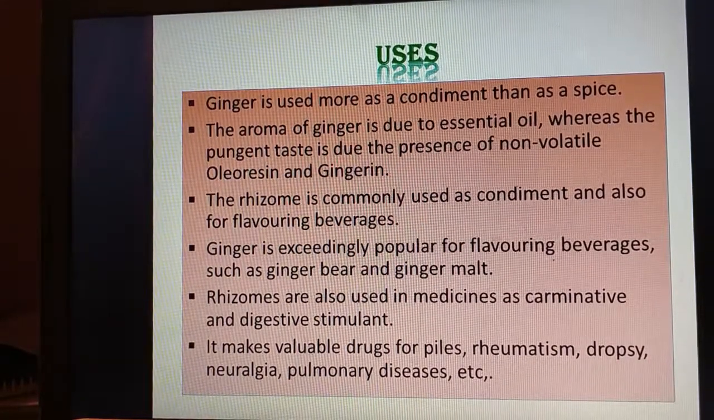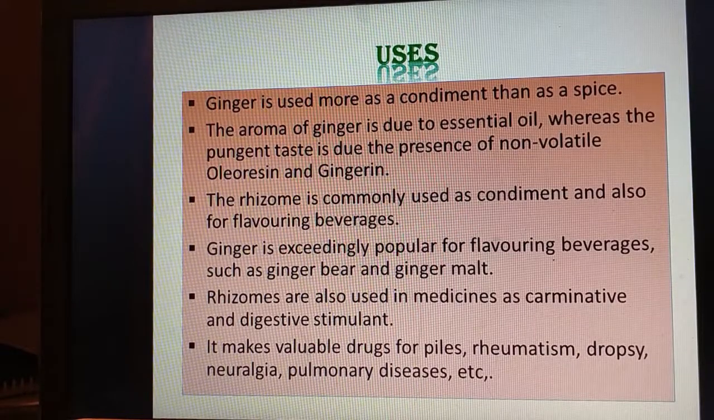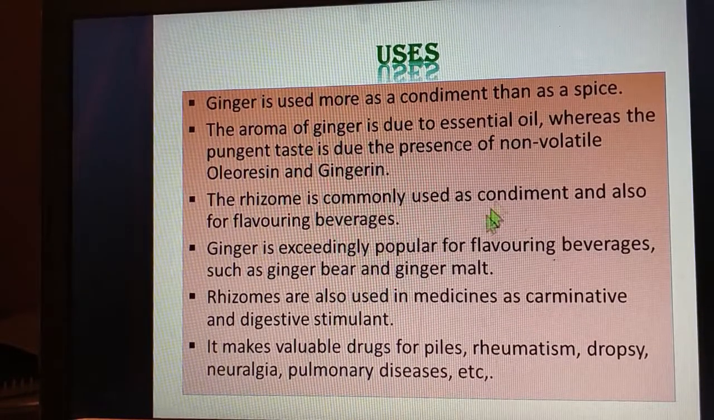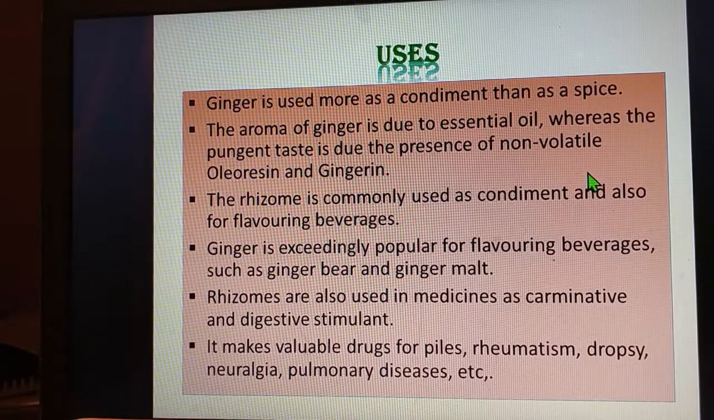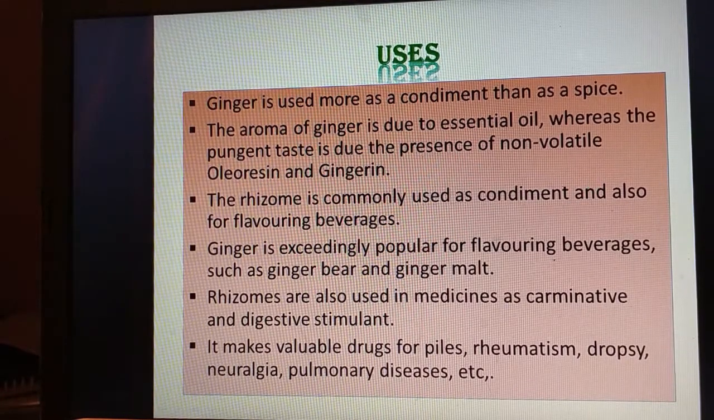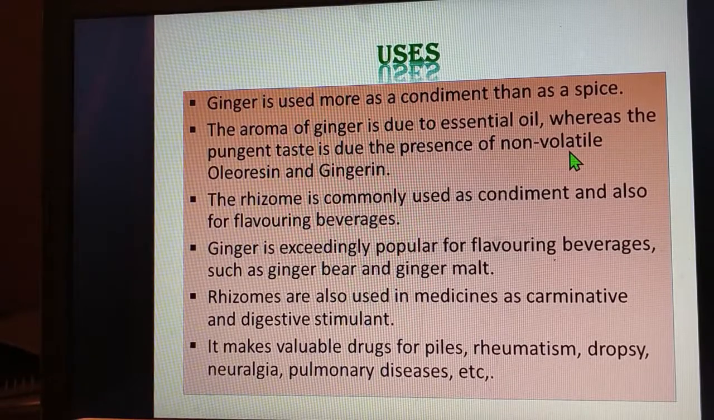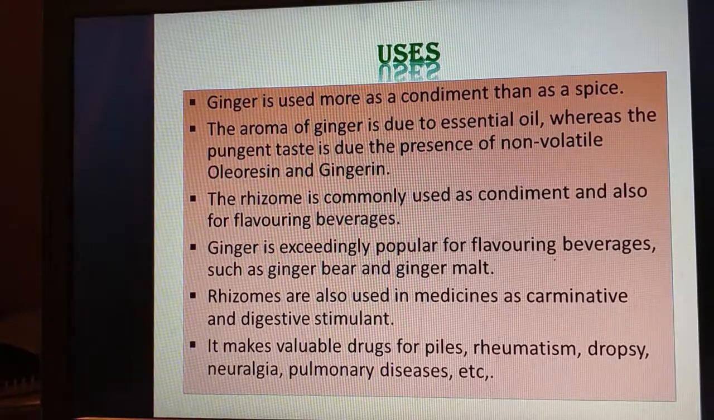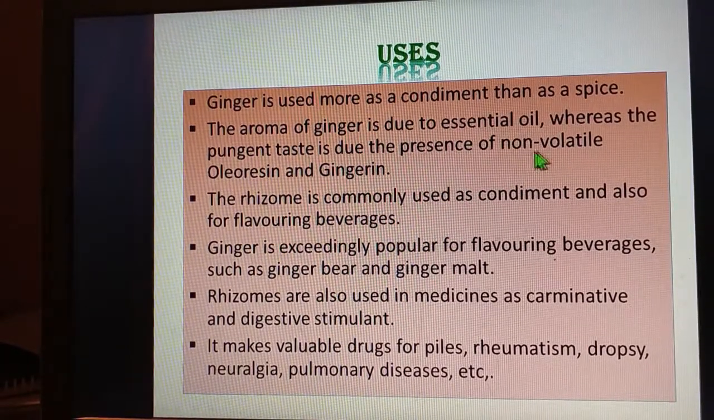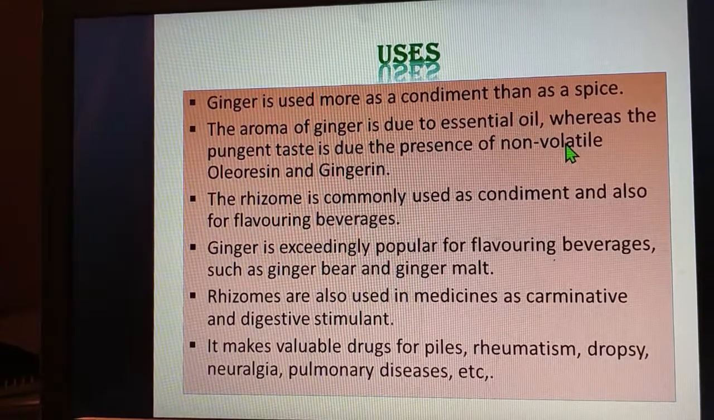Okay, non-volatile substances are those substances that do not readily evaporate into gas under existing conditions, because they usually exhibit low vapor pressure and also a high boiling point. So these are called the non-volatile substances.